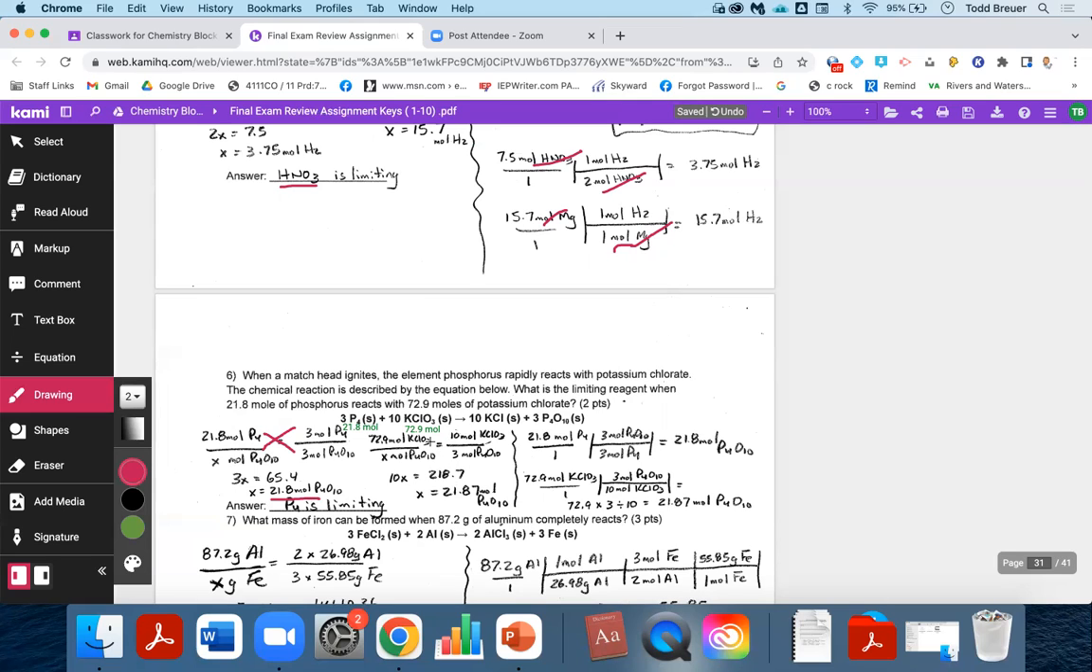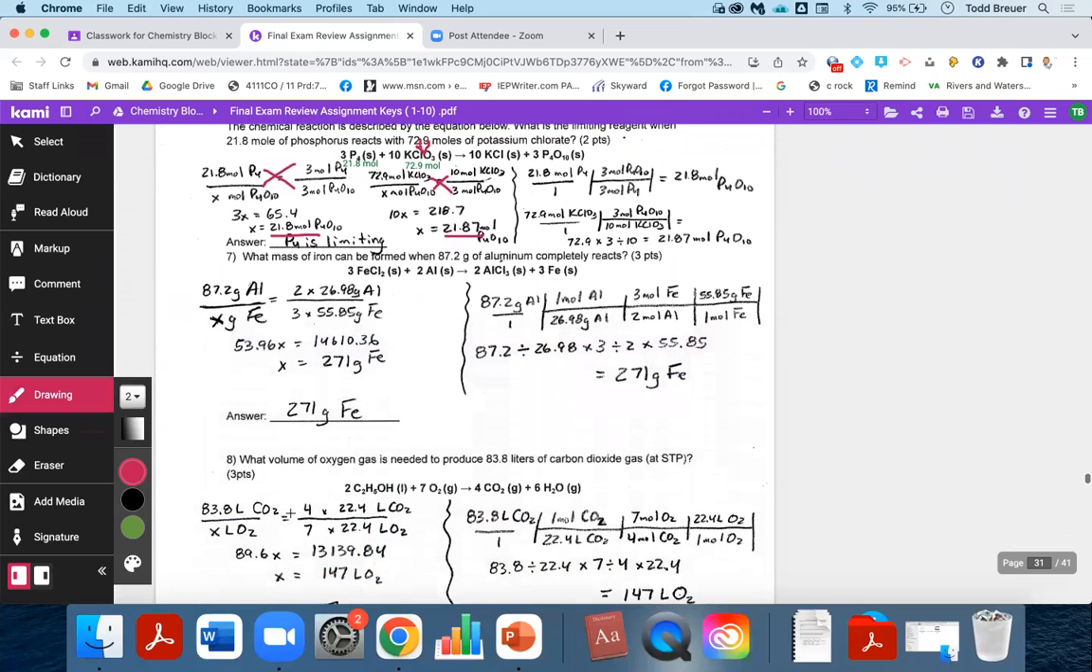We did the same thing with the KClO3. We chose the correct coefficients. We made the amount of P4O10 that it could make, and we noticed that it can make 21.87 moles. So the 72.9 moles of potassium chlorate makes a little bit more product than the phosphorus, the P4. So we say the phosphorus, P4, is limiting. It makes less product.